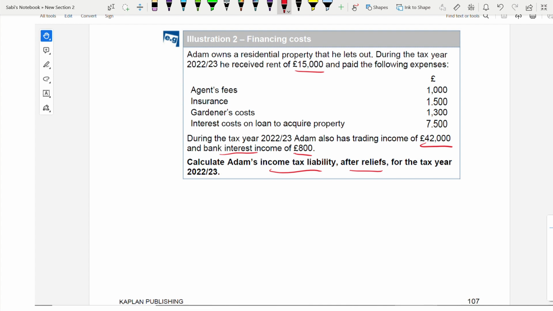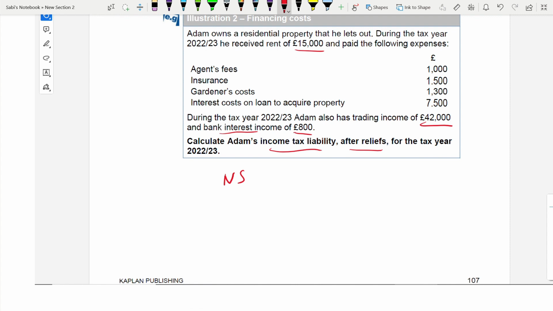What do you have to do? The minute you are asked to calculate income tax liability, remember the table, the four columns. If dividend is not there, then three columns: non-savings, savings, and total. So let's do that. You have to categorize the income and tax. Looking at this, we know there are two types of income, non-savings and savings, and total.